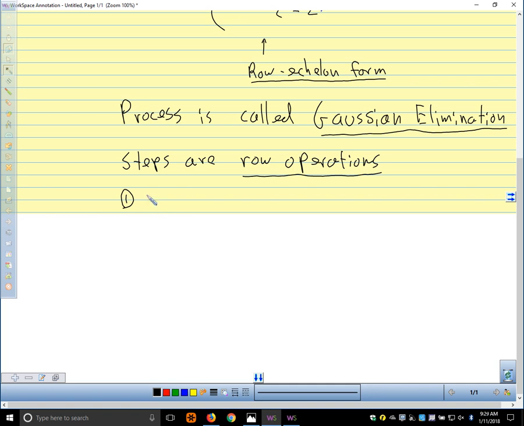One of the row operations is we can exchange two rows. So we might have one row that's already missing an x. We can put it in the second row if we want. So we can switch the order.